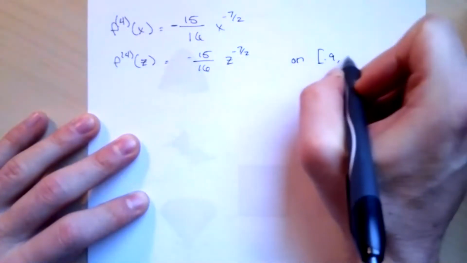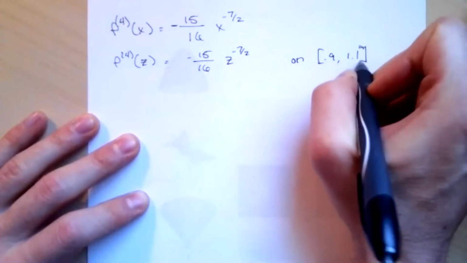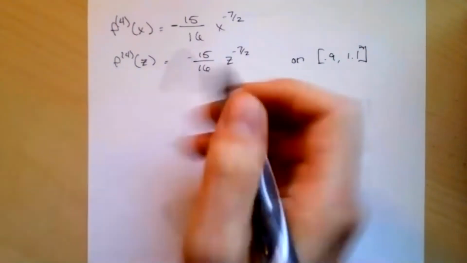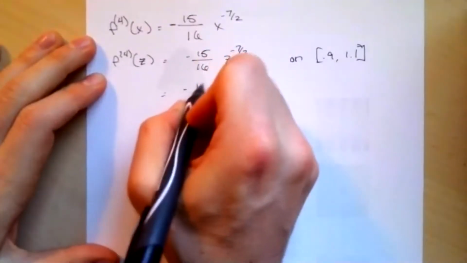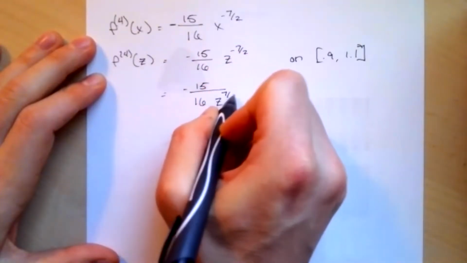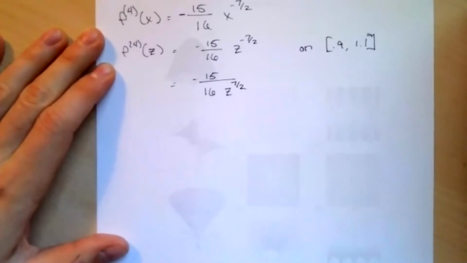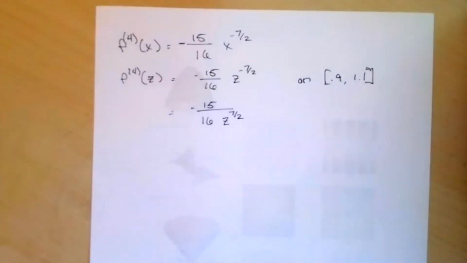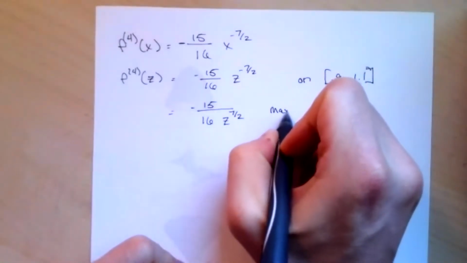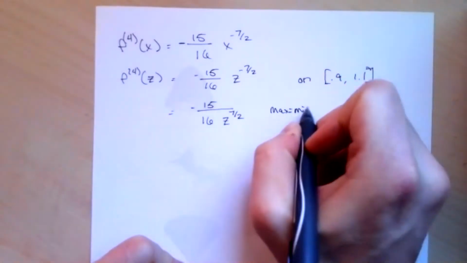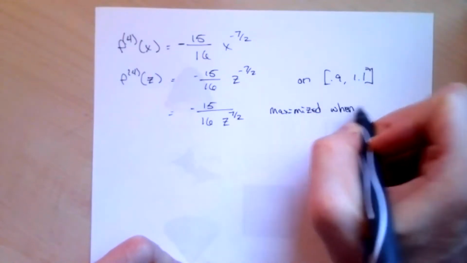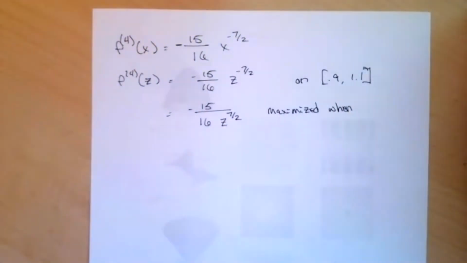And now we know that our z is somewhere between 0.9 and 1.1, you kind of got to figure out what's going on with this and when the maximum value occurs. And so this will be maximized when we have the smallest z value.